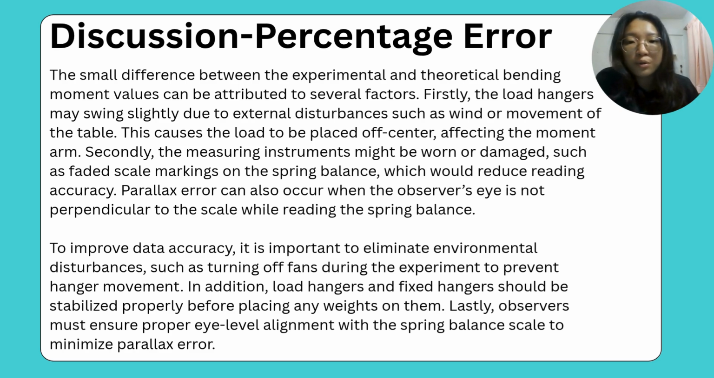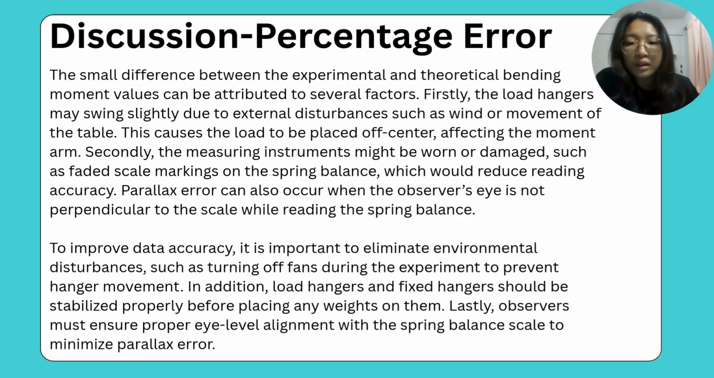The small difference between the experimental and theoretical bending moment values can be attributed to several factors. Firstly, the load hanger may swing slightly due to external disturbance such as the wind or movement of the table. So this causes the load to be placed off center, affecting the moment arm. Secondly, the measuring instrument might be worn or damaged, such as faded scale marking on the spring balance. So this would reduce the reading's accuracy. Parallax error can also occur when the observer's eyes are not perpendicular to the scale while reading the spring balance.